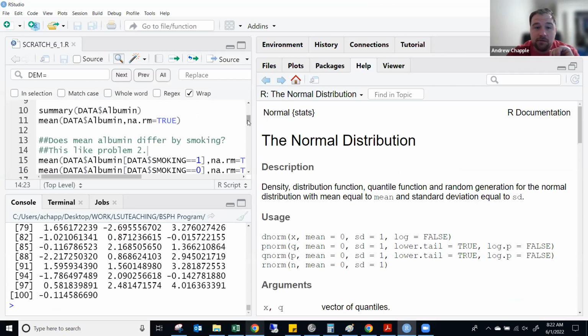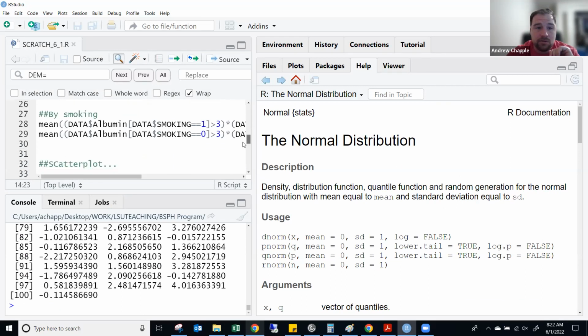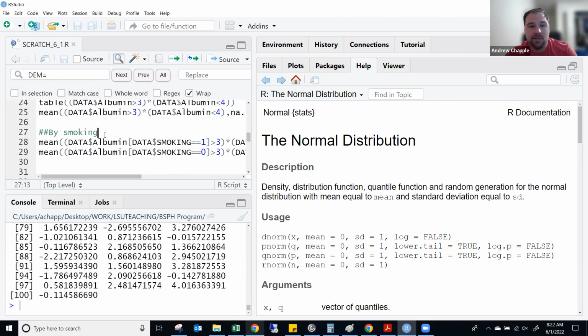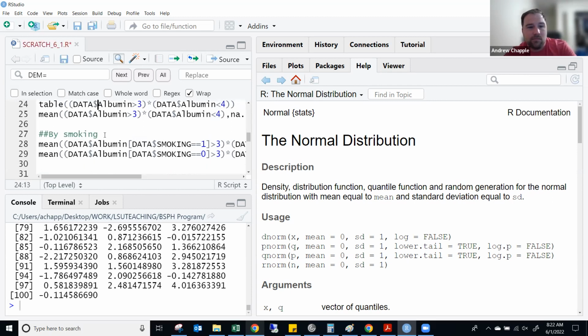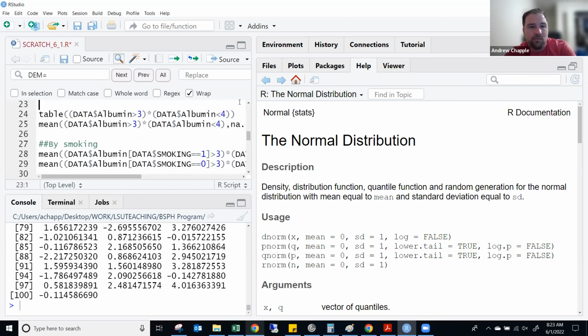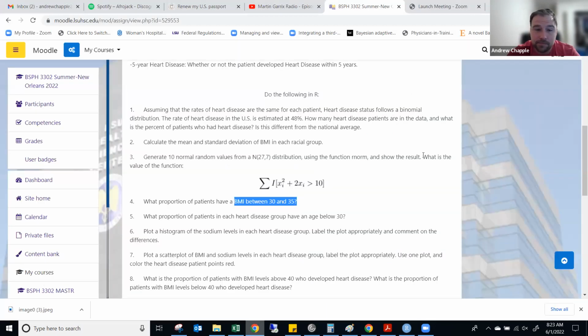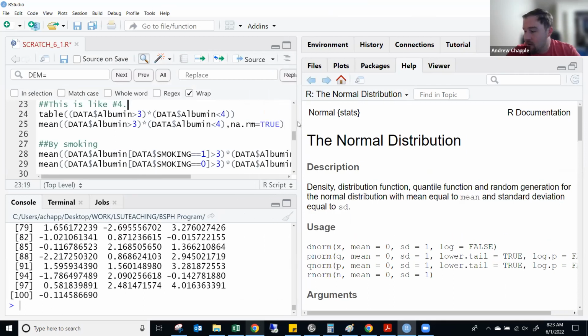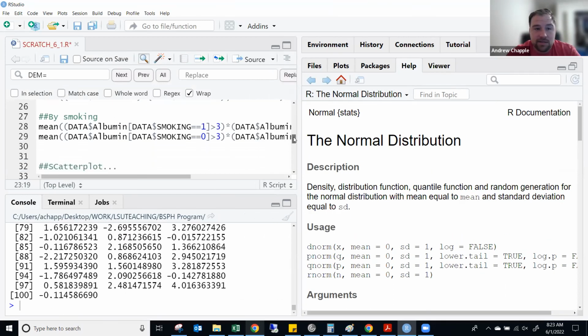So I'll just give everybody a little kicker down here on how we do this. This problem right here is like number 4. We did it for albumin. It said you're going to do this for BMI and different levels here. What proportion of patients in each heart disease group have an age below 30? That's just looking at the smoking group as an example.